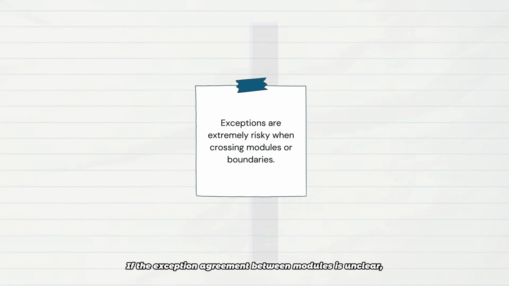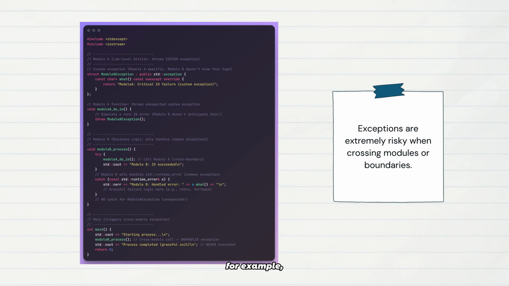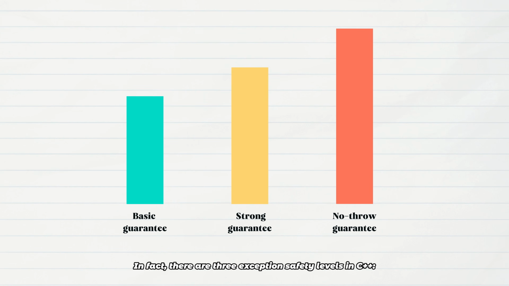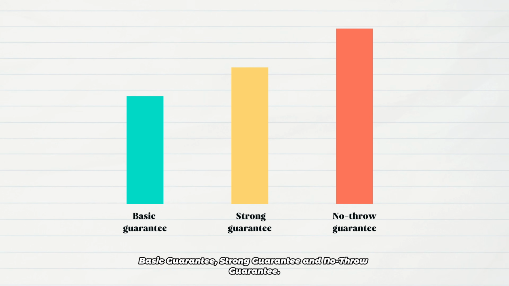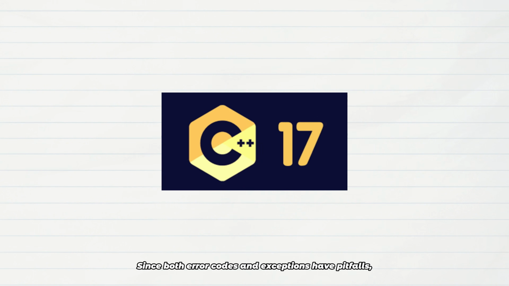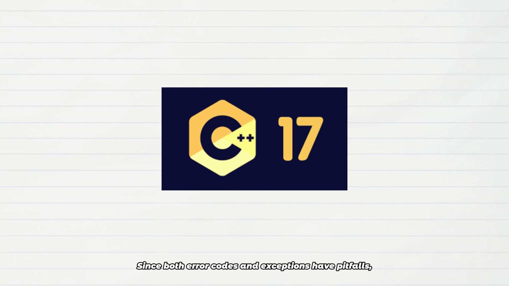If the exception agreement between modules is unclear, for example, one module throws a certain type of exception that another module doesn't anticipate or handle, the program will crash directly, making graceful failure impossible. Let me add a note here. In fact, there are 3 exception safety levels in C++: basic guarantee, strong guarantee, and no-throw guarantee. Understanding these 3 levels can reduce the risk of using exceptions within a module, but the cross-module problem remains difficult to solve, since both error codes and exceptions have pitfalls.